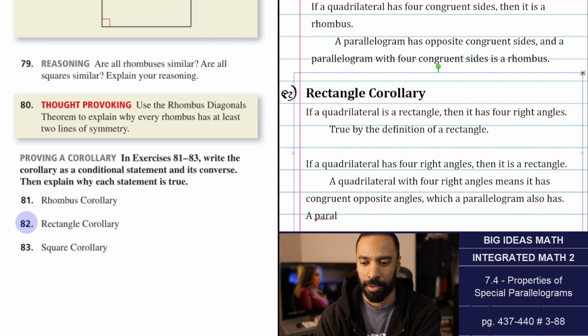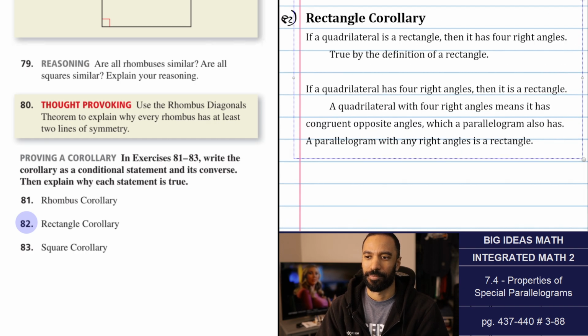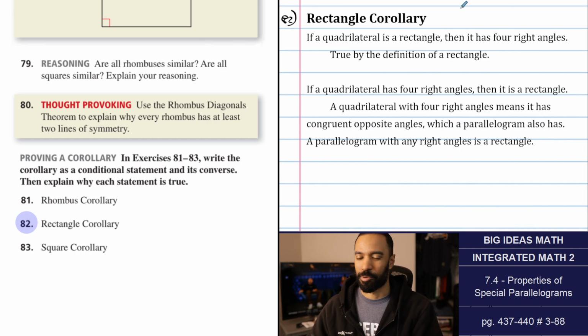A parallelogram with any right angles is a rectangle. That's where I'm going with that. Okay. Kind of hard to say what I want to say. I'm supposed to be good at that.